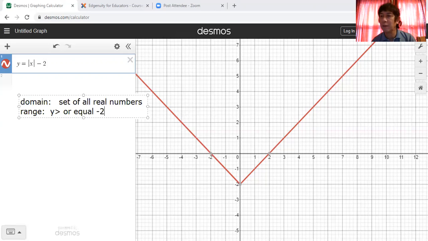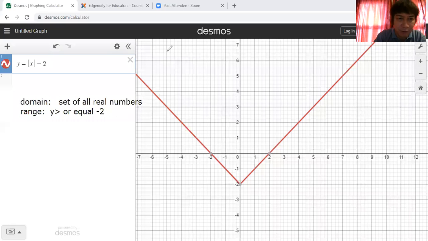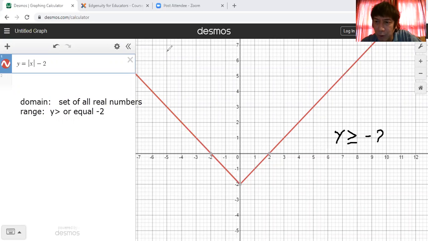That's something that I cannot write here. I have to write it manually. So you can also do it this way for the range. This is y greater or equal to -2, and your range is this.